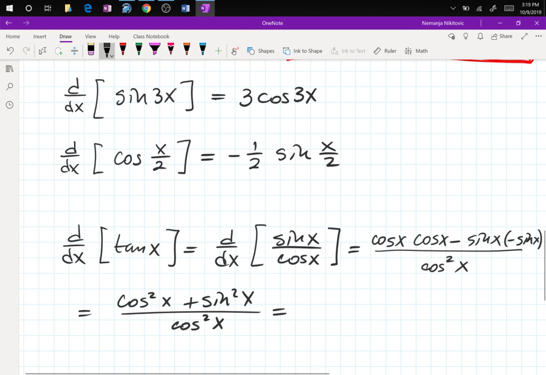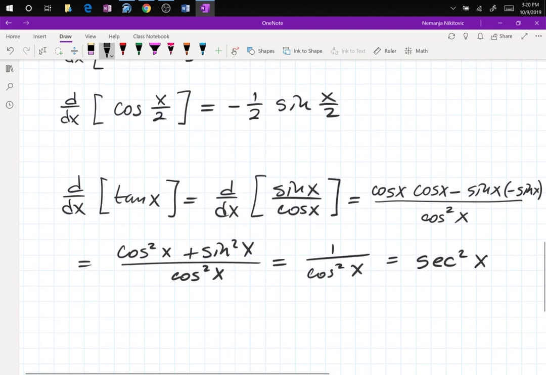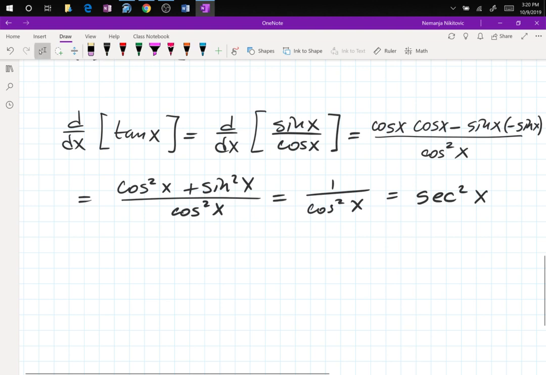Sine squared plus cosine squared is 1. So 1 divided by cosine squared x. And now what's 1 divided by cosine? Secant. Good. So this becomes secant squared x, giving us the formula that we want. And that is that the derivative with respect to x of tangent x is equal to secant squared x.